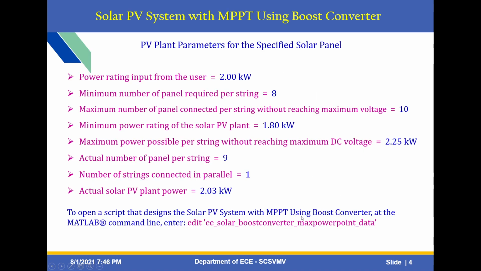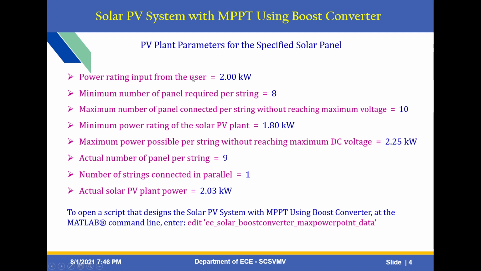Next these are the PV plant parameters for the specified solar panel. Here you can set the power rating input from the user. This is already made with the script. To get this script in the command line, you just edit EE underscore solar boost converter max power point data. For that only you can get the data into the workspace. Then only you can simulate the file here.